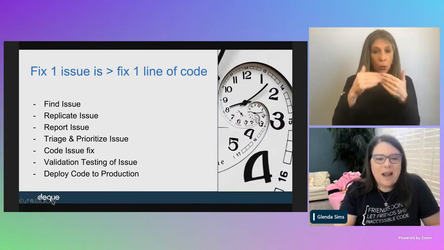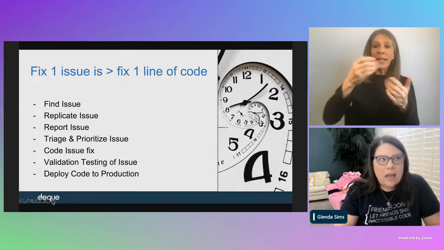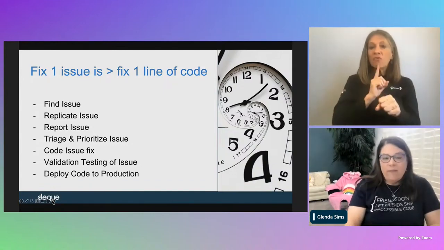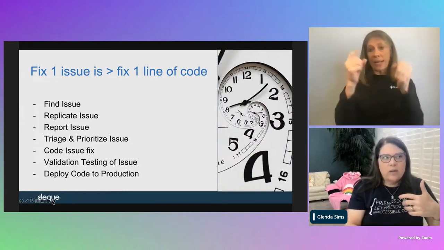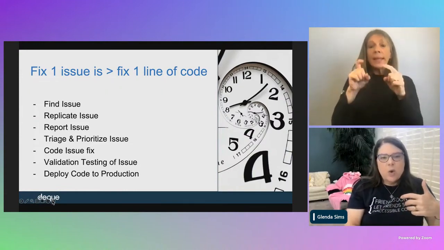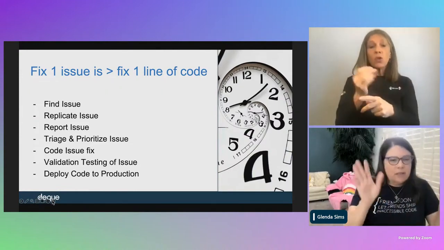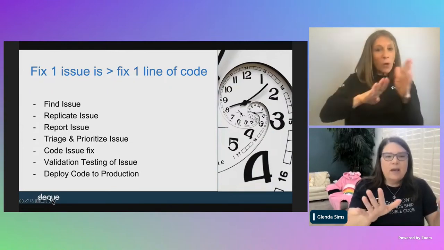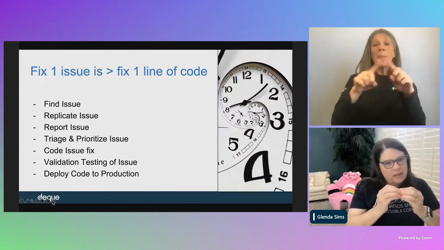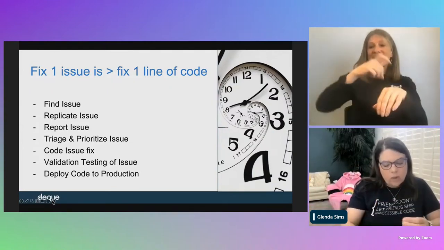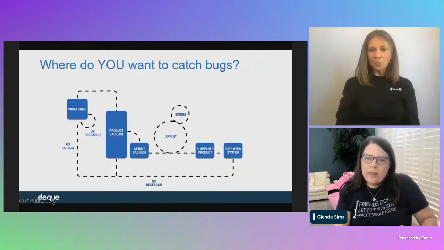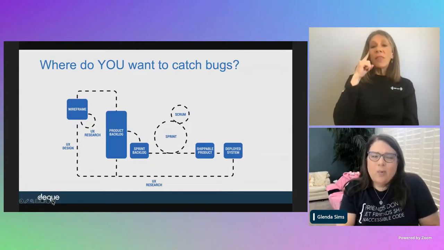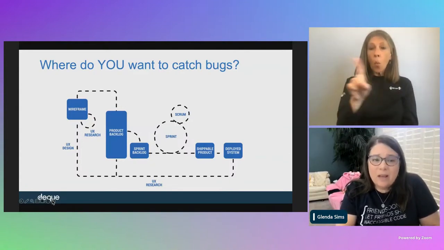But then somebody's going to have to validate it and make sure, did it really get fixed or did it break something else? And then it has to go into production. So agreed, smart developers, I'm sure you can fix the problem, but it costs more than just the time of you fixing that one line of code when you're on it. And so when we think about this, where do you want to catch your bugs?